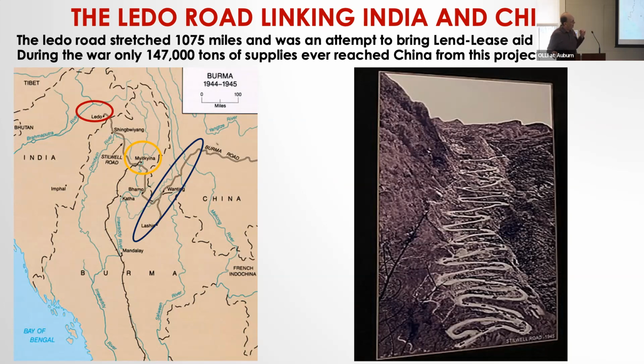And today, that road is now known as the Stilwell Road. We'll talk about Mr. Stilwell in great detail next week. Much of that road today is abandoned. And throughout, with this huge effort to build this thing, it only ever delivers 147,000 tons of supplies to China. So it's basically a complete waste of time.